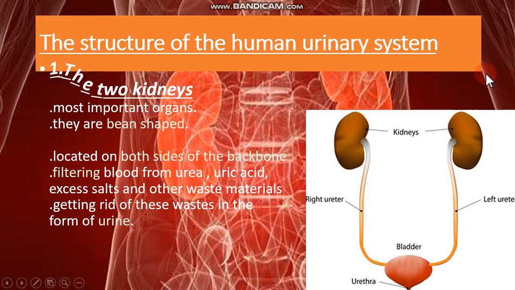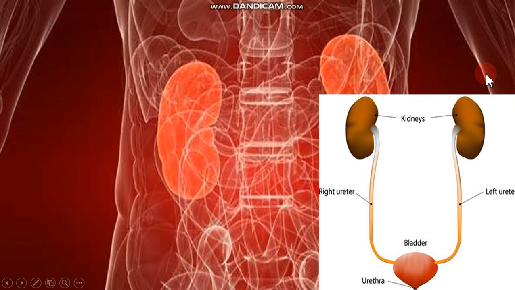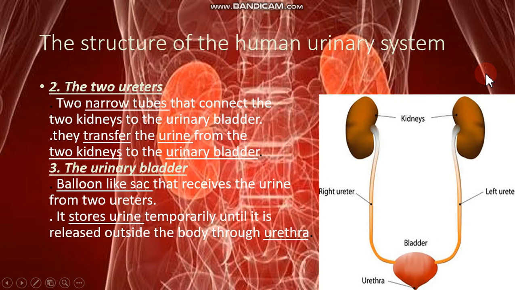After that, the two ureters. After the two kidneys filter the blood from the wastes, two narrow tubes called the two ureters, connected with the kidney, take the urine from the kidney and transfer it to the urinary bladder.